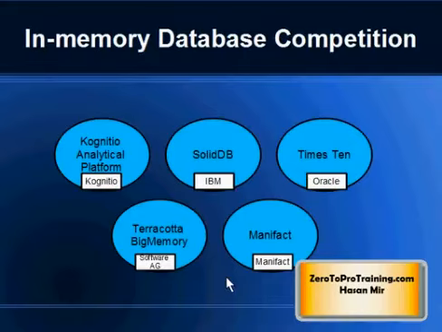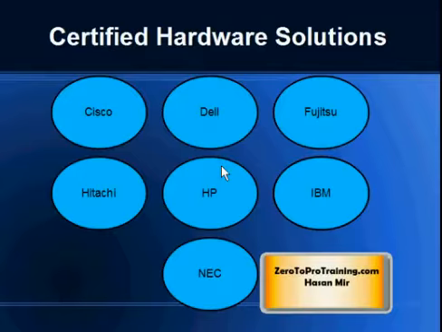As already explained earlier, SAP HANA is available as an appliance, meaning SAP HANA and other peripheral components are installed on a certified hardware. So these are the vendors that offer certified hardware on which SAP HANA and components could be installed. So we have Cisco, Dell, Fujitsu, Hitachi, HP, IBM, and NEC.